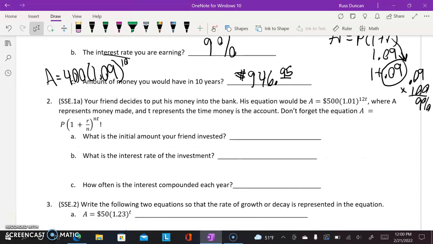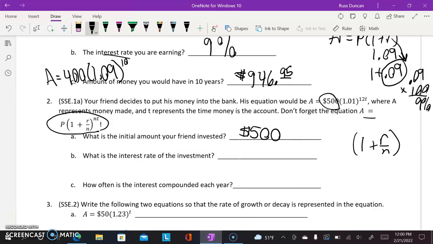Okay, now this one's trickier. Now we have the formula, but I've given you the A equals, it's the compound interest. Compounded like quarterly, monthly, more than just yearly. So the initial amount, though, stays consistent, right? My $500. So $500 is my initial amount. The trick is the interest rate. So let's go backwards. The 1 plus R over N is where the interest rate's coming from. Well, I have 1 plus 0.01.